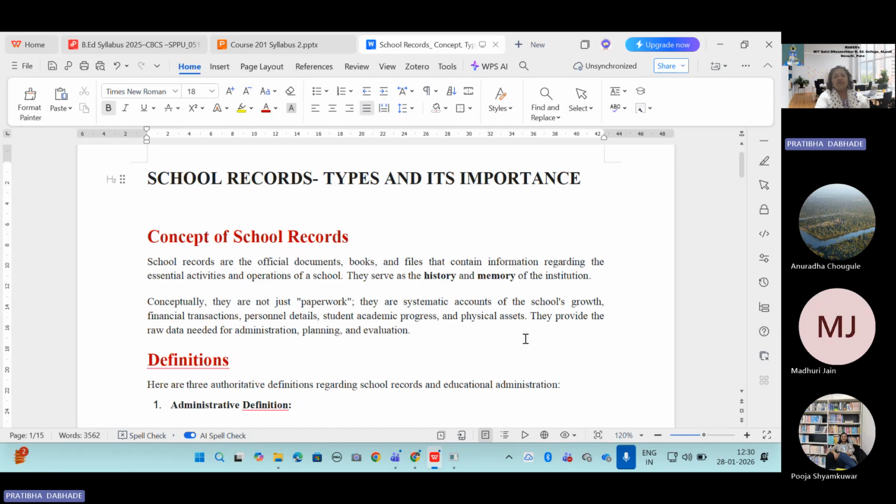It is also related to student academic progress, and physical assets. Physical assets means the stock register is there. So whatever physical things, infrastructure or materials they are using, to maintain that, again certain different types are there, because whatever material they are using can be consumable or non-consumable, right?